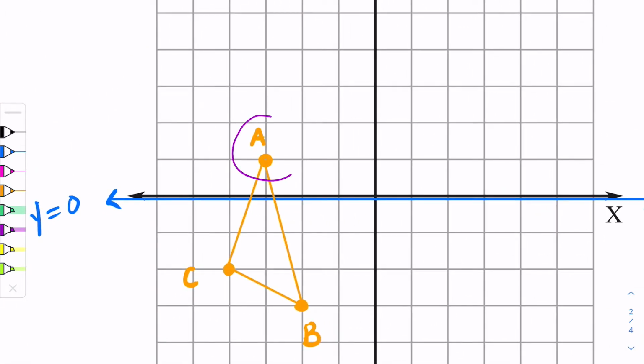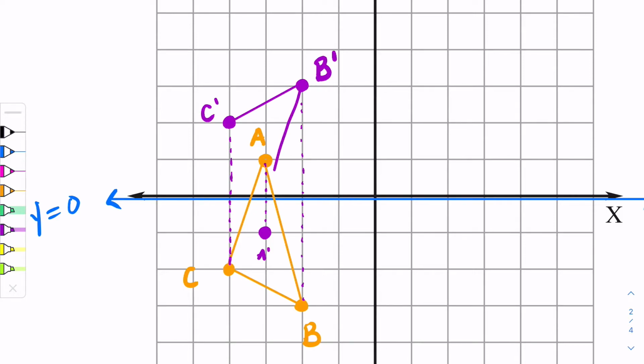So starting with point A, it is 1 unit above, so we go 1 unit below. That's going to give us A prime. Now point B, it's on the other side of the line of reflection, but that's okay because we work one point at a time. So point B is 3 units below this line of reflection. I'm going to graph B prime 3 units above. And C is also below the line of reflection. It's 2 units below, so regraph the point 2 units above.